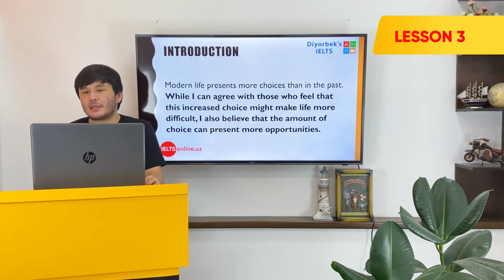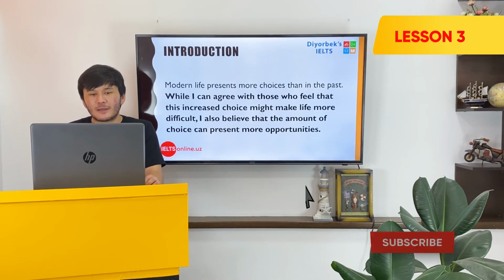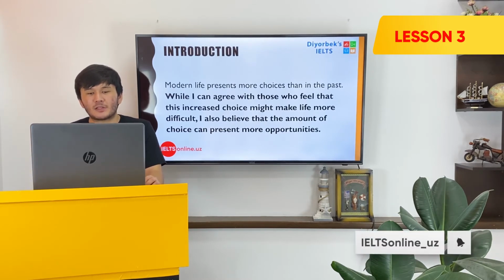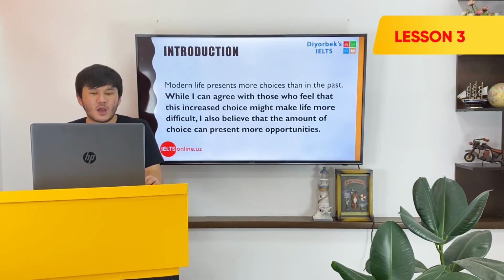So now in body paragraph 1, I'm going to write about how increased choice is going to make life of people more difficult. And in the next paragraph, I'm going to write about how increased choice can actually present us more opportunities. And this is something that we clearly mentioned in our introduction.